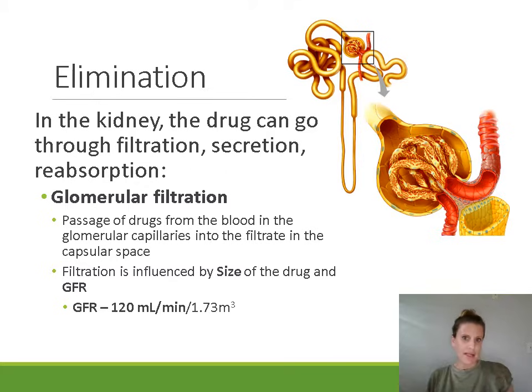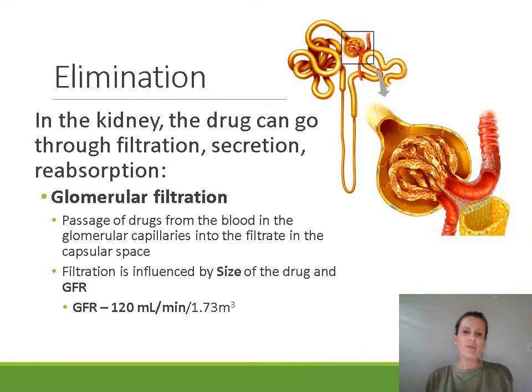This can occur by many different routes. The most important route is renal elimination. So when we take the drug from the blood and we get rid of it via the urine. Remember that a drug has to be sufficiently polar or hydrophilic in order to be eliminated from the body. And that's one of the reasons that metabolism occurs. We metabolize drugs into more water-soluble or hydrophilic compounds.